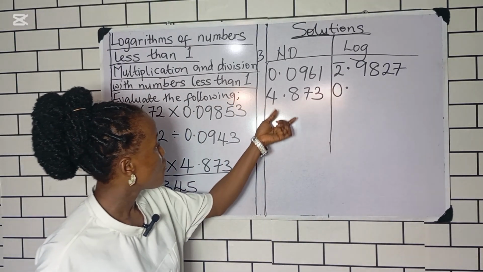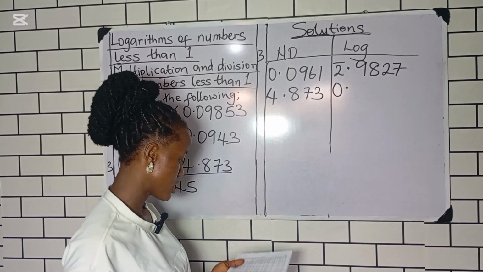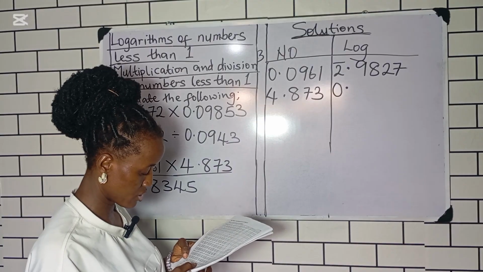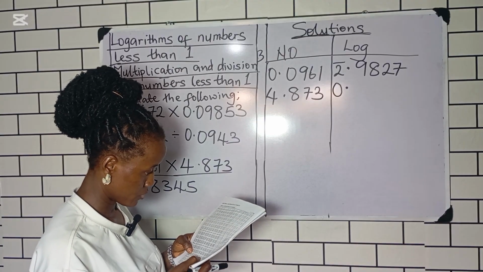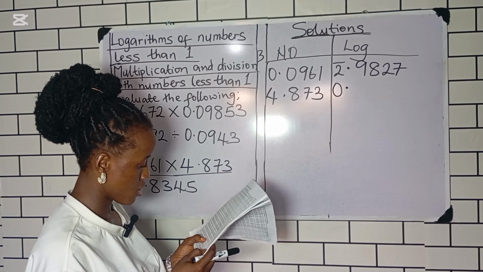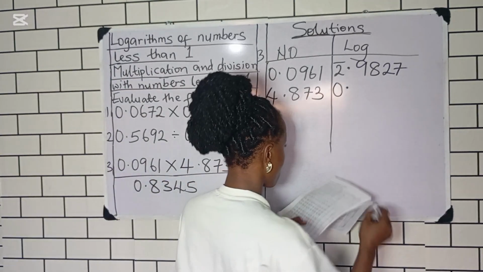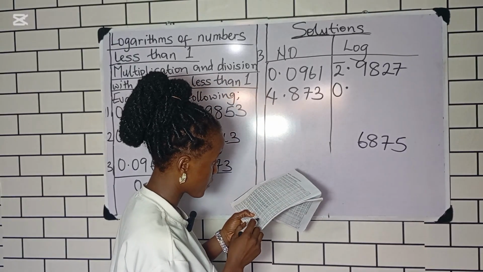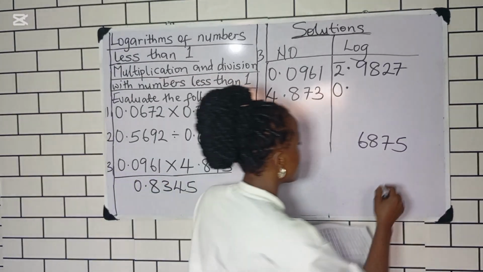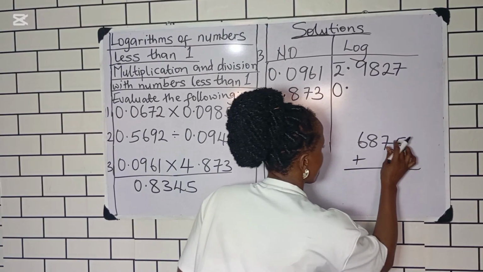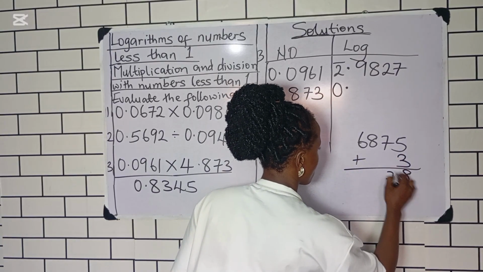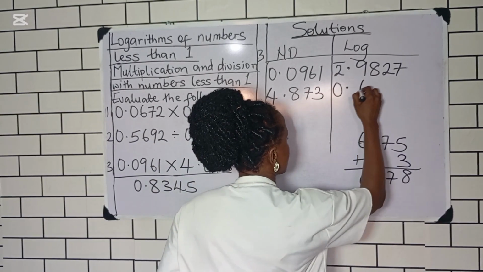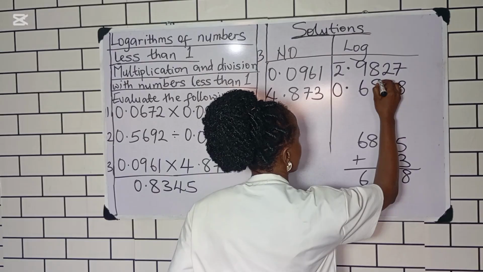We are going to look for 48 under 7, difference of 3. Under 7 here, we have 6875. Difference of 3 is 3. You add your 3. 5 plus 3, 8. Bring down 7, bring down 8, bring down 6. Now we're going to have 6878.